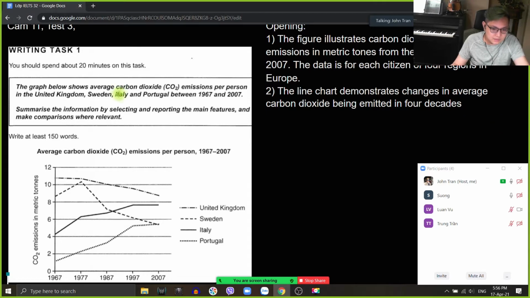And then you can include information about countries or units being used. Các bạn có thể thêm thông số về cái đơn vị người ta sử dụng để tính, hoặc là thêm vào cái tên đất nước, hoặc là về con người, or you can use information of per person or something as well. Being emitted in 4 decades.